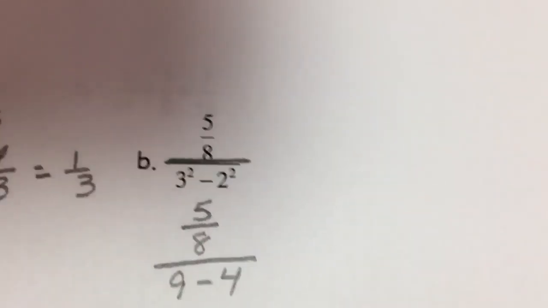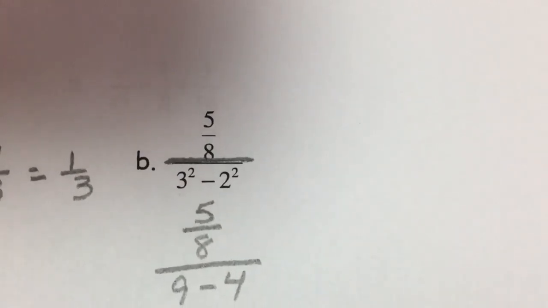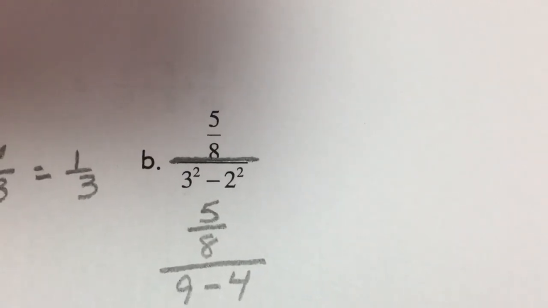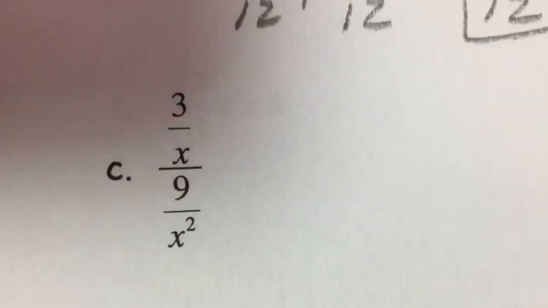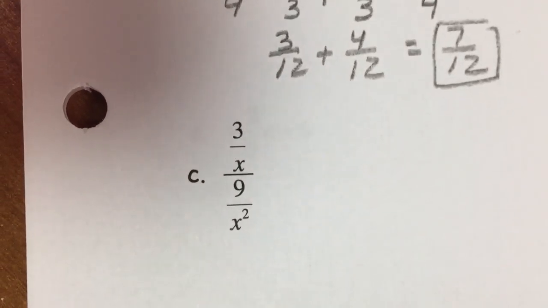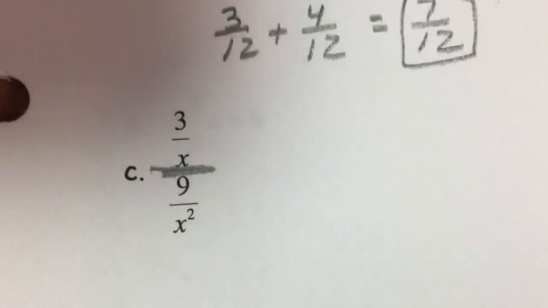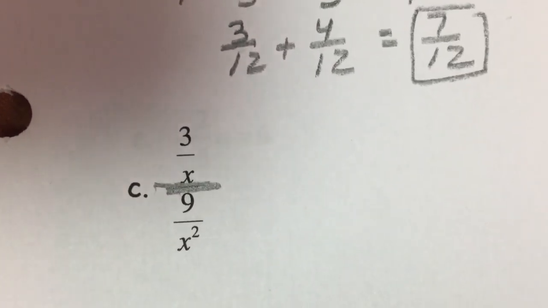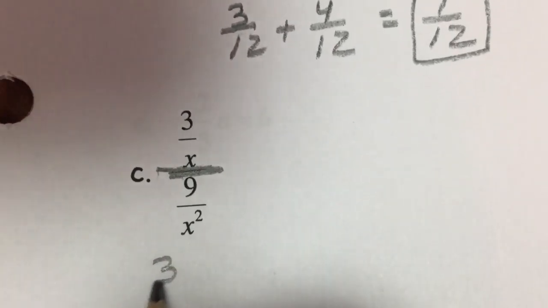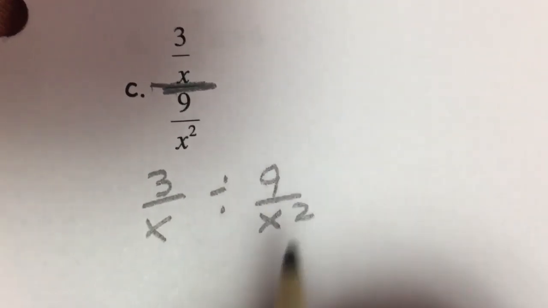So that problem is also called a complex fraction. A complex fraction means you have a fraction within a fraction. If you look at C, that is also a complex fraction, a fraction within a fraction. So what we want to do is do that problem, which is really a division problem. So let's write it as a division problem: 3 over x divided by 9 over x squared.